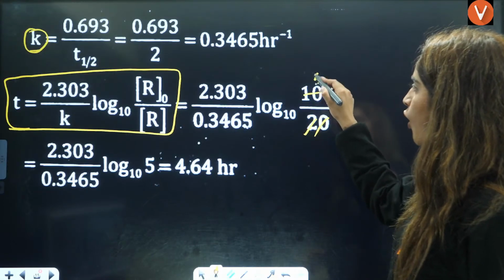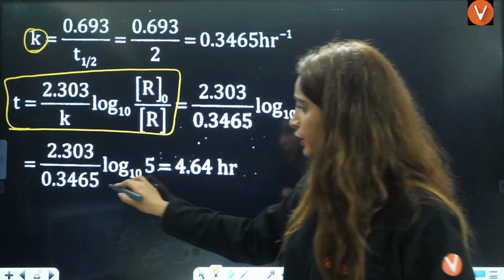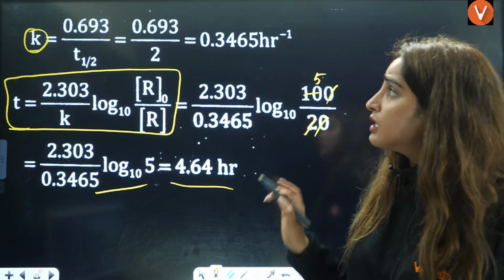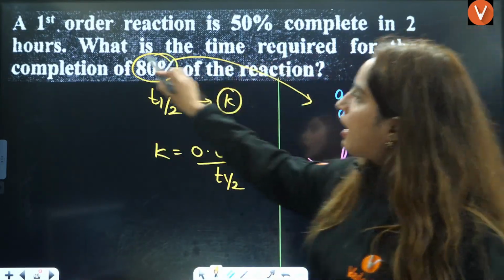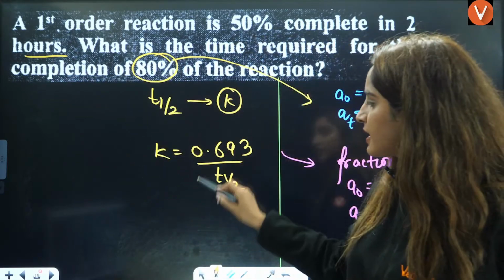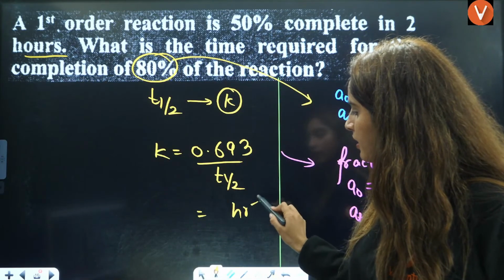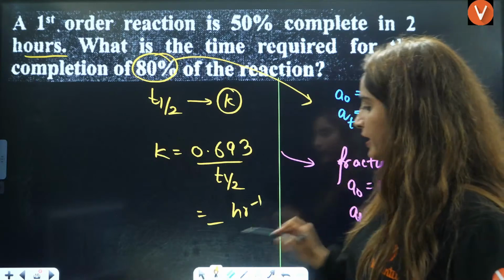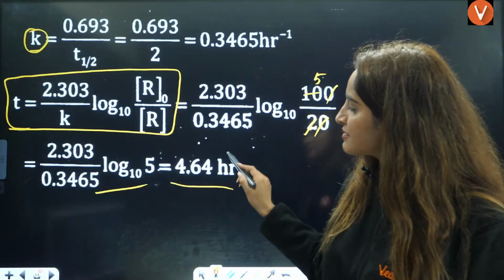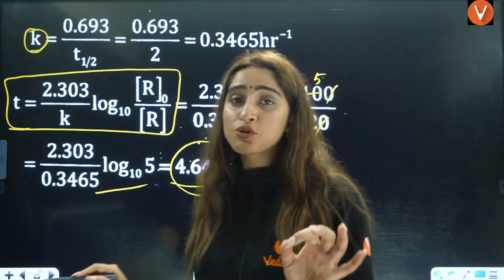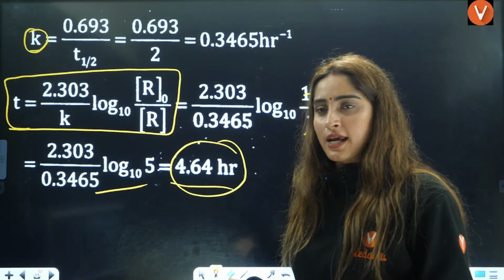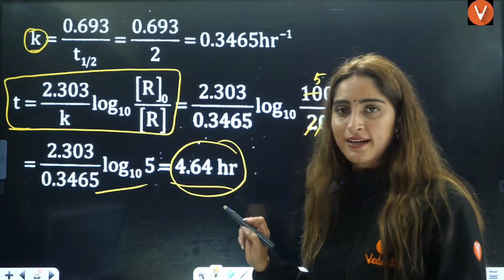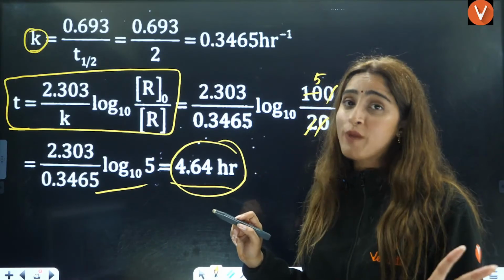Solve this, log of 5, right? When you solve this, you will get your answer. Now, see one thing here, this was given in hours, okay? That means this will be in per hour. When you put it in this formula, this time will be in hours, not in minutes. Sometimes students make this mistake. They mistakenly write seconds, and that's how you lose marks, right?